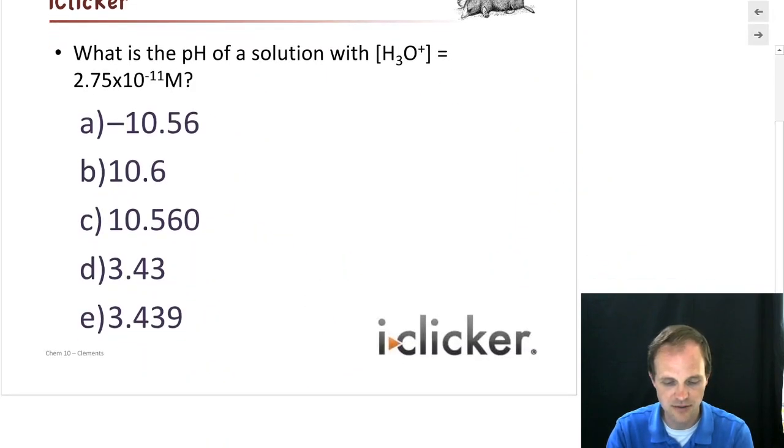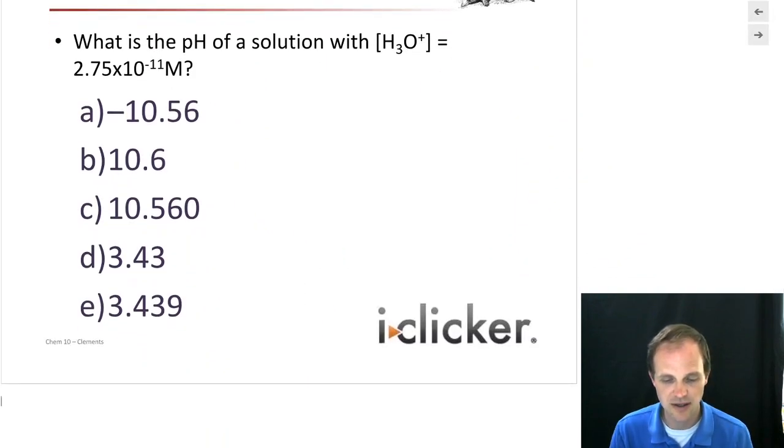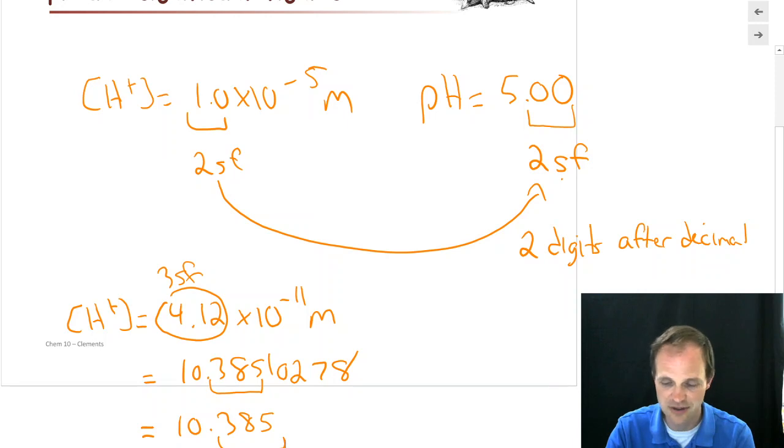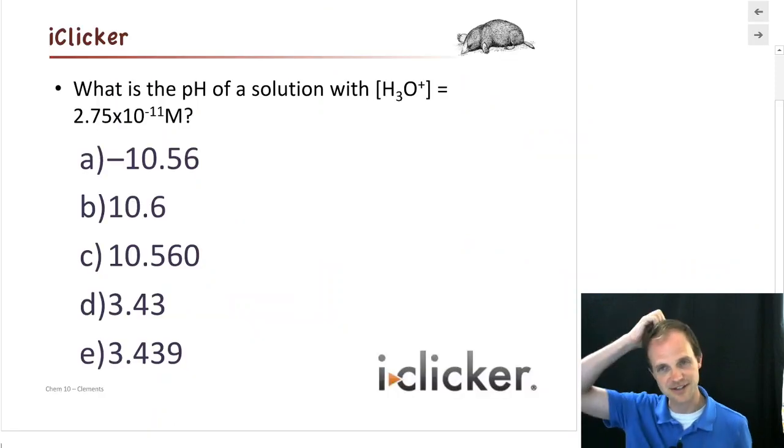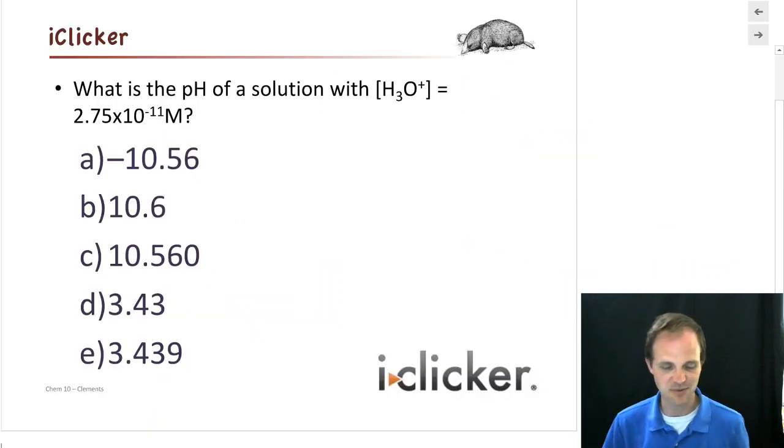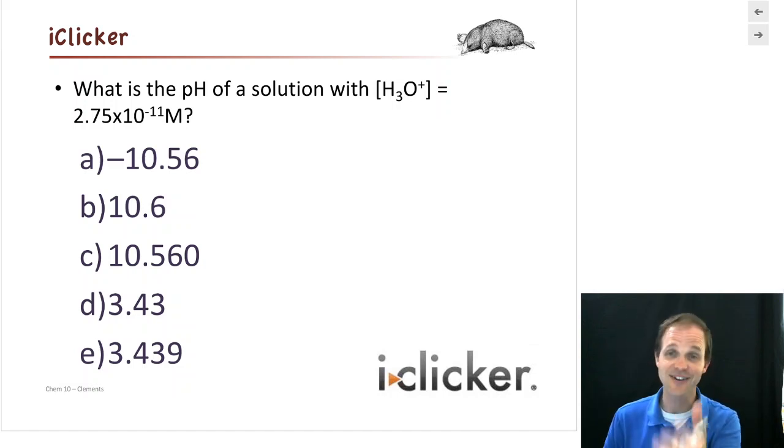So here's your turn. What is the pH of a solution with an H3O plus of 2.75 times 10 to the minus 11th molar? I got 4.2 times 10 to the minus 11th. I was awfully close to this one. I forgot what my sample problem was. So what are you going to do? You're going to stop the video, try this out, plug it into your calculator, and see what you got.